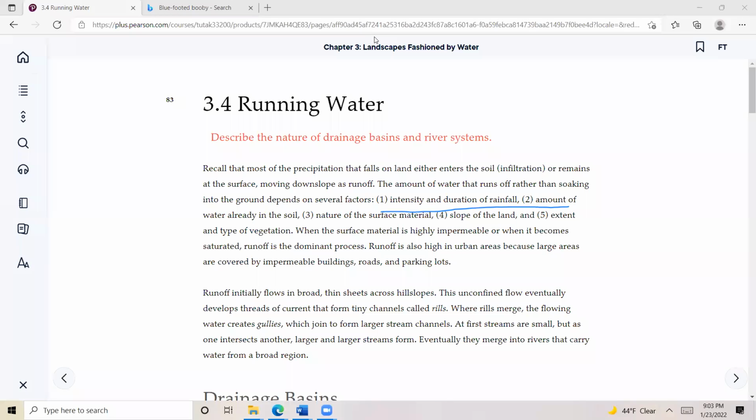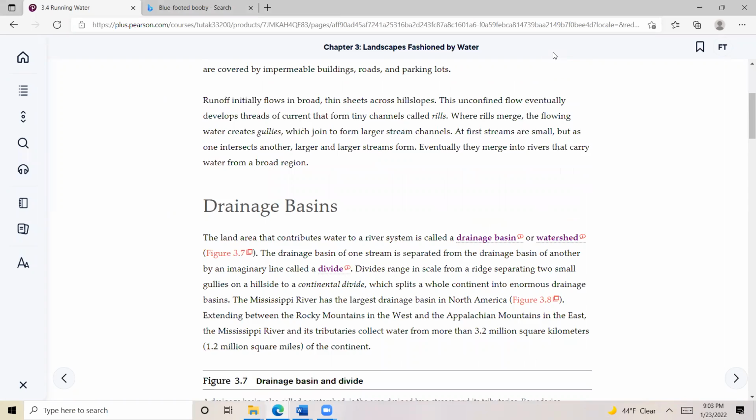So you need to know the intensity and duration of rain, the amount of water already in the soil, the nature of the surface material, whether it's composed of rock or soil, you need to determine that, the slope of the land, and the extent and type of vegetation are also important to determine the runoff in the system, right? And the water in a runoff starts from a mountain. It's going to go downhill and it will create drainage basins.